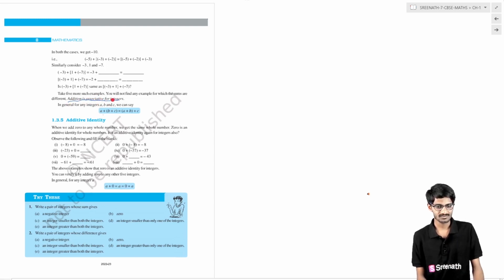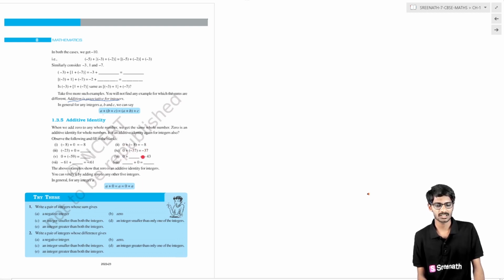Okay, this is the associative property. Next, additive identity. Additive identity means what? Here, -8 plus 0. What is the result? That is -8. Here, 0 plus -37. What is the result? -37. Here, 0 plus -8.